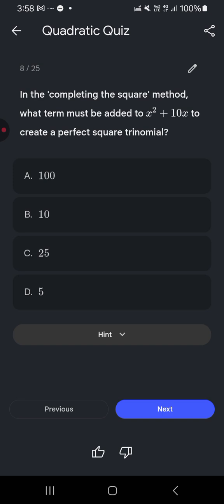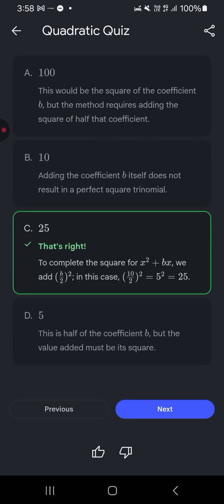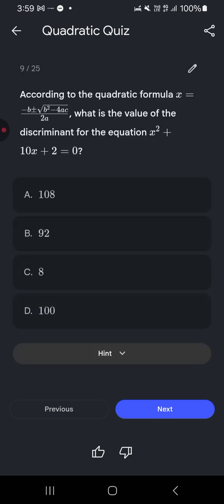In the completing the square method, what term must be added to x square plus 10x to create a perfect square trinomial? The correct option is C, that is 25, because if we divide 10 by 2 and square it, the answer comes to 25.